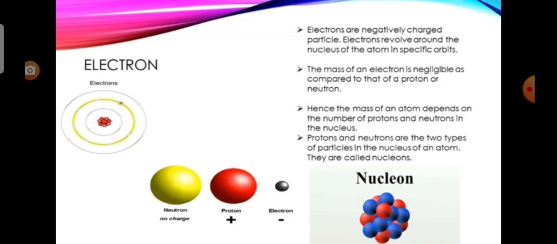Protons and neutrons are the two types of particles in the nucleus of an atom. They are called nucleons. The total negative charge of all electrons outside the nucleus is equal to the total positive charge in the nucleus. That makes the atom electrically neutral.